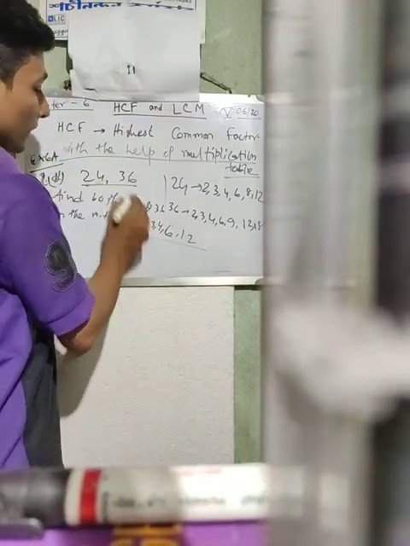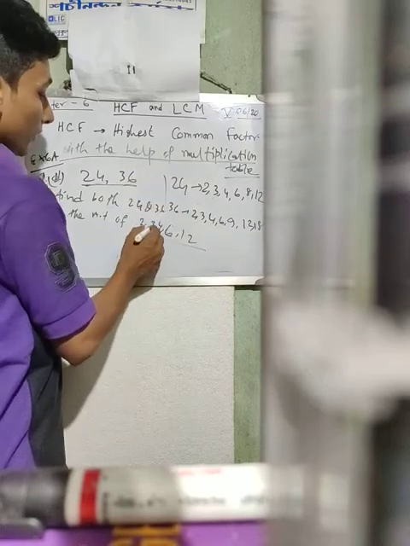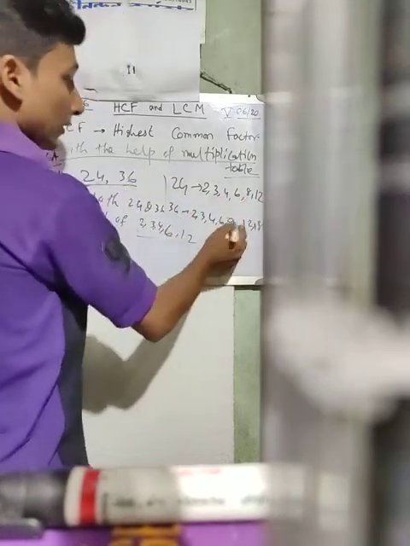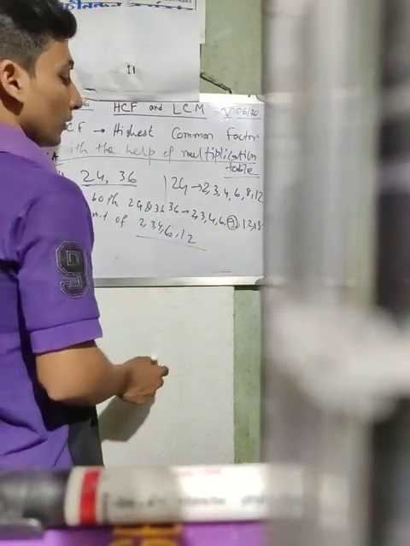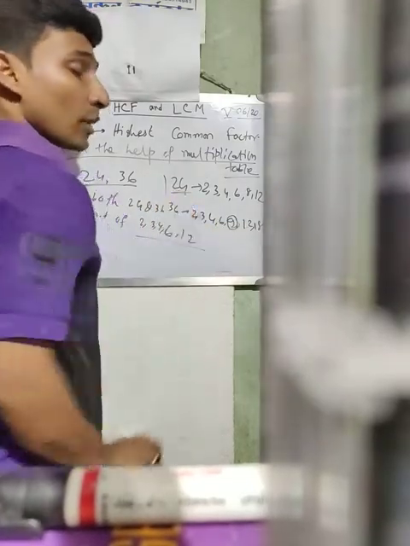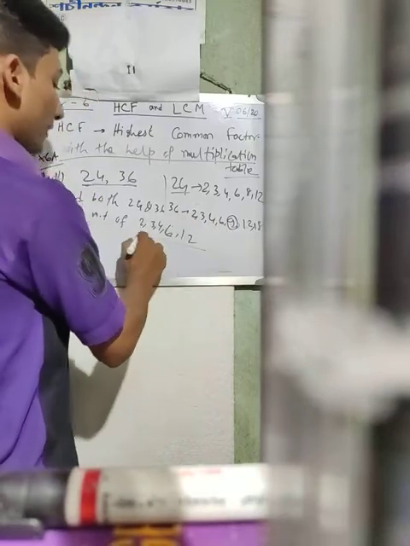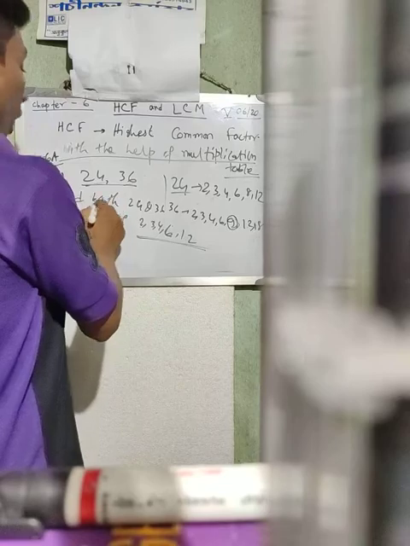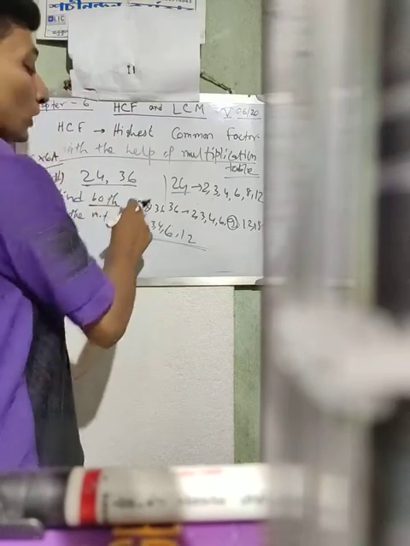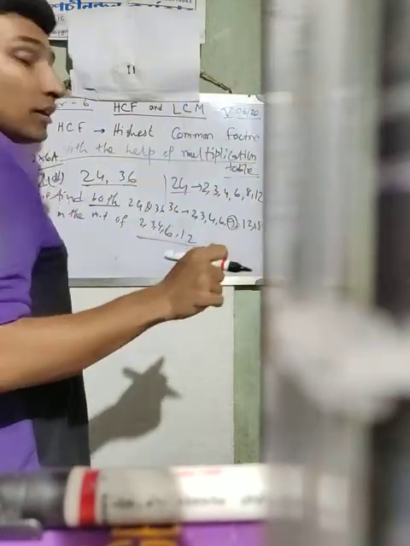24 belongs to multiplication table 3, similarly 36. But here you see 36 belongs to the multiplication table of 9, but 24 does not belong to this table. That's why we don't write 9 here, because we have to find numbers where both belong to that multiplication table.